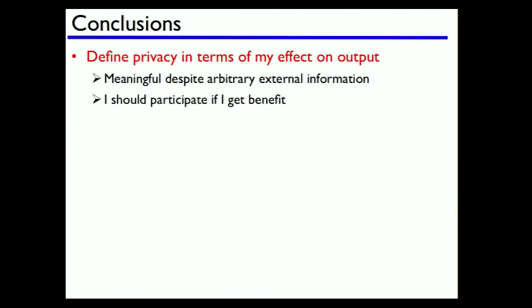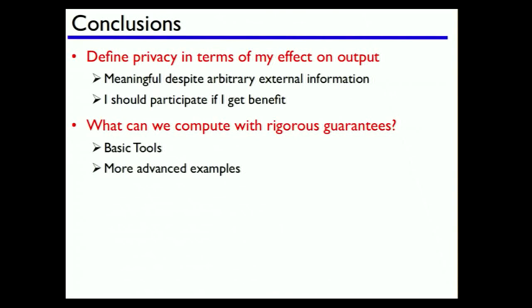if I know you're going to be using a differentially private algorithm, and I get some benefit out of that, be it a set of free steak knives or a warm fuzzy feeling from having filled out the census form and followed the law, then I should participate. It leads to the question: what can we compute with these rigorous guarantees? I gave you some basic tools, a more advanced example, and I was going to get into more drawn from my own recent work, but I didn't.